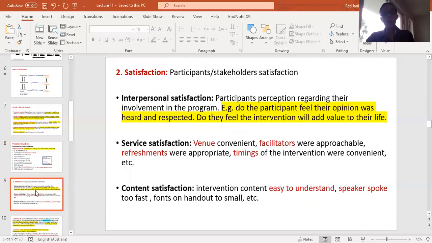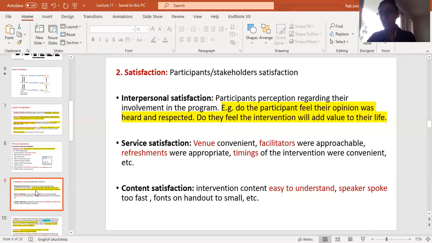Now, the second type of process evaluation, which is generally done, and it's not compulsory, but this is something which you can do as part of your assignment too, is when you are actually doing the implementation in class and you're doing evaluation as well, where you're collecting data pre-post. So basically, the second type of process evaluation is gauging your participants' or your stakeholders' satisfaction.